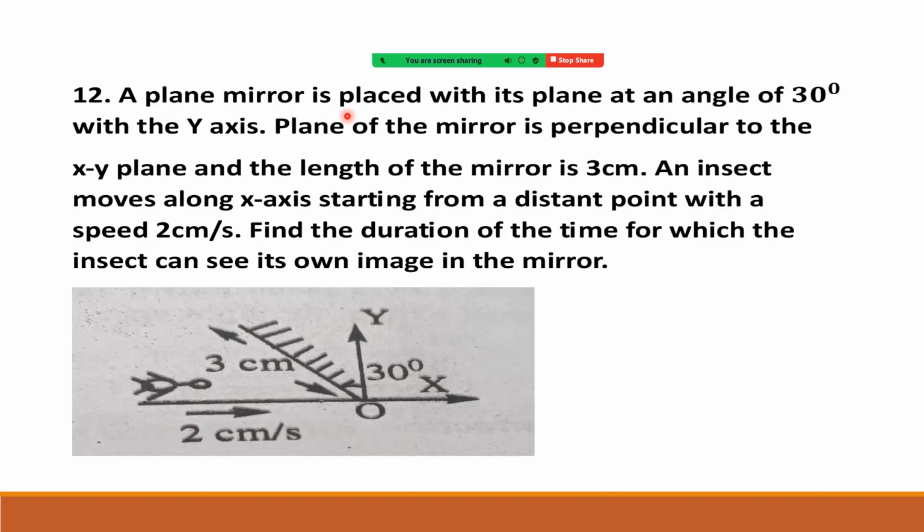A plane mirror is placed with its plane at an angle of 30 degrees with y-axis. Plane of the mirror is perpendicular to xy plane. So you have to visualize carefully how the plane is, how the mirror is placed. Given mirror is making angle of 30 with y-axis. Plane of mirror is perpendicular to xy plane.